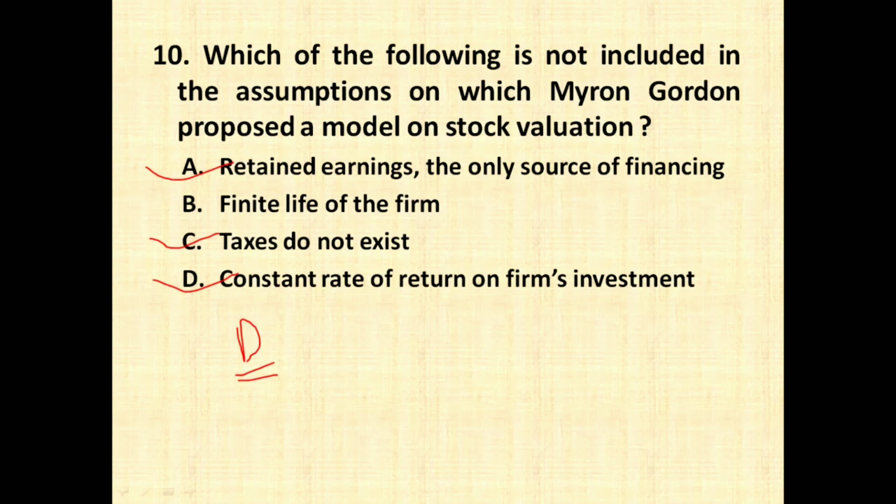So finite life of the firm is not right, correct? So what should be the right answer? The right answer should be infinite, right? We assume that the life of the firm is perpetual or it is infinite, correct? It does not close in a short period of time. We assume that it is going to remain for a long period of time. So it should be infinite instead of finite.